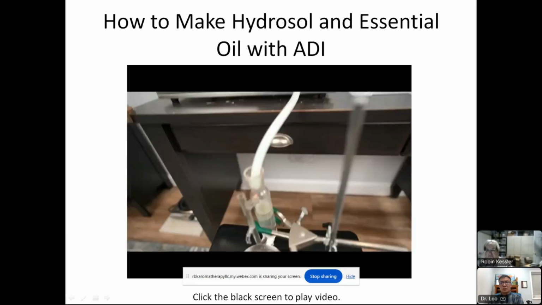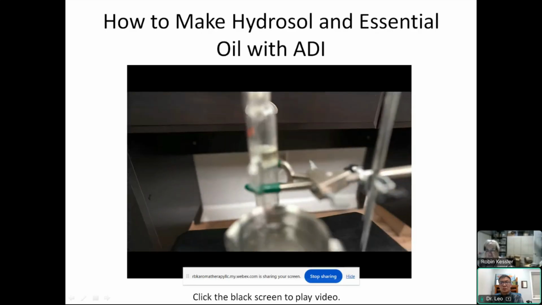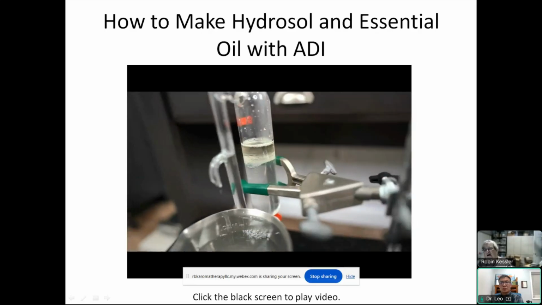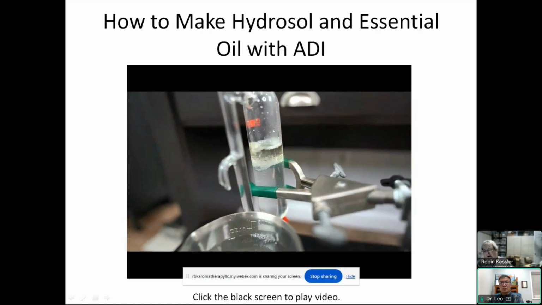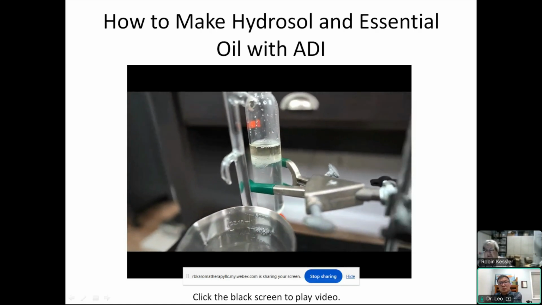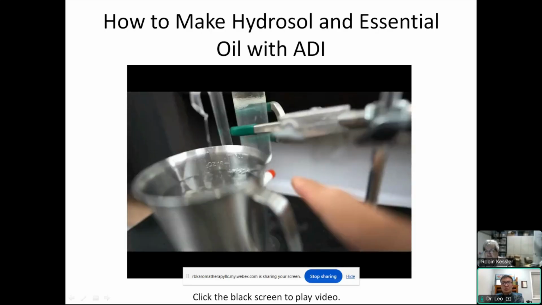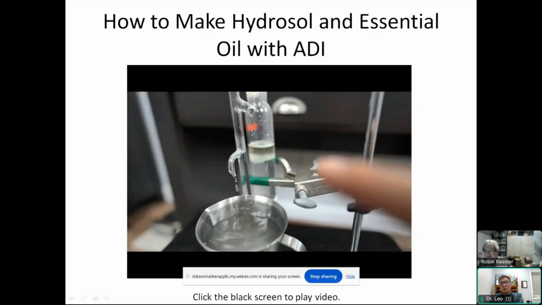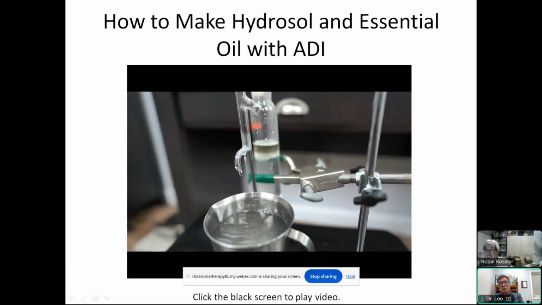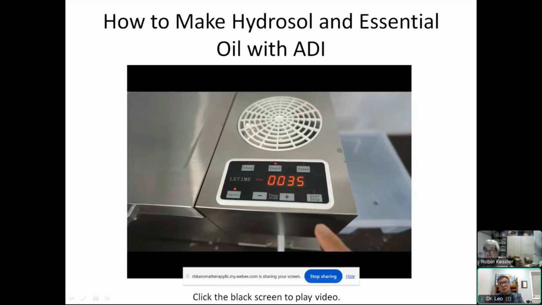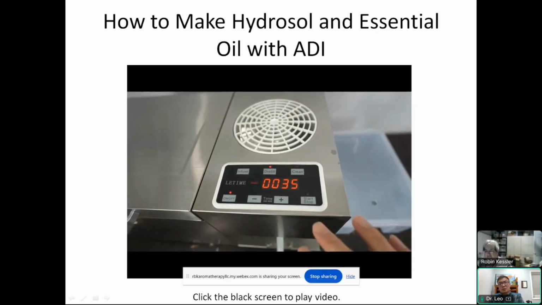But because the separator has this structure, the oil keeps collecting with time, and you can easily separate it, like with the valve at the bottom. That's how I'm going to show you how to separate the oil. I decided to just finish the distillation.